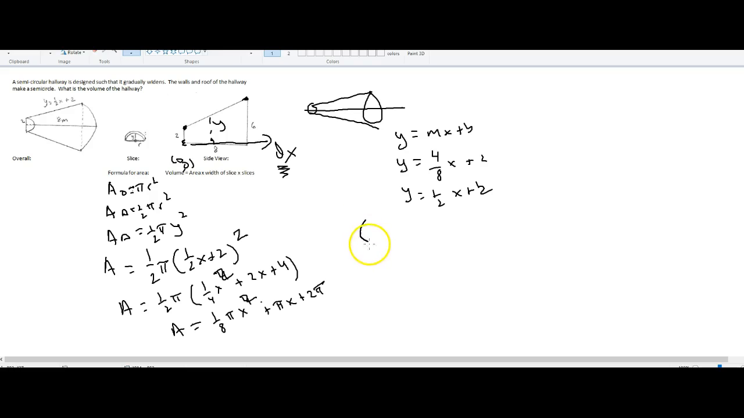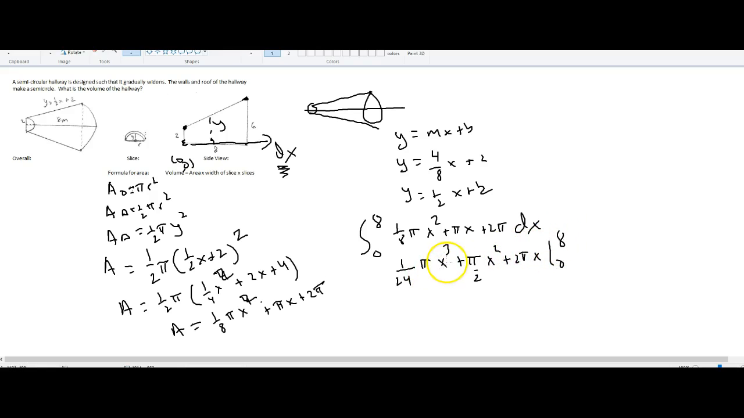So I'm going to now integrate from my starting point, which I set to be 0, 0. My ending point's 8, so I'm going from 0 to 8. Okay? 1/8 pi x squared plus pi x plus 2 pi dx. All right, raise this power by 1, divide by the power I get. I'm going to get x to the 3rd plus pi over 2, x to the 2nd plus 2 pi x from 0 to 8. Plug it in 8.